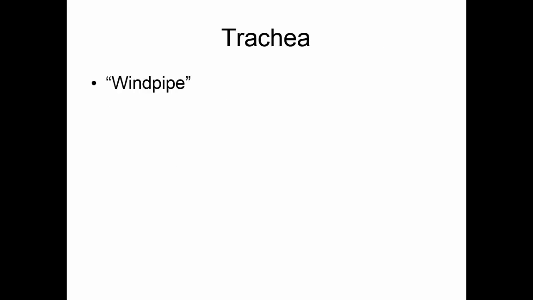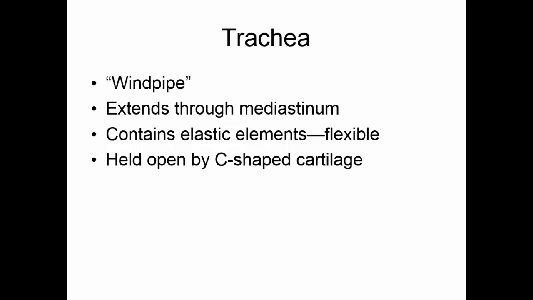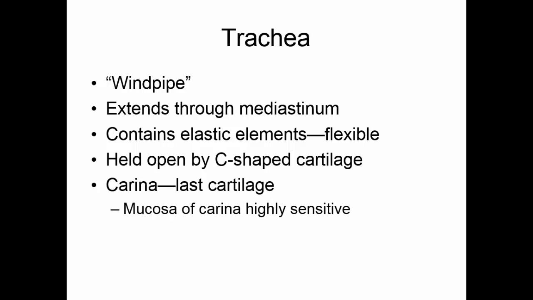The trachea is also known as the windpipe. It extends through the mediastinum and contains elastic elements, so the trachea is pretty flexible. It has to be held open. Air would not open this tube up, so there are C-shaped cartilages that keep the trachea patent or open. The last cartilage, where the trachea divides to go to the right and left bronchial tubes, is called the carina. It's almost kind of heart-shaped. The mucosa of the carina is very sensitive, so if anything comes down here and touches this, dust or irritants or even a little bit of liquid, it can cause severe coughing.